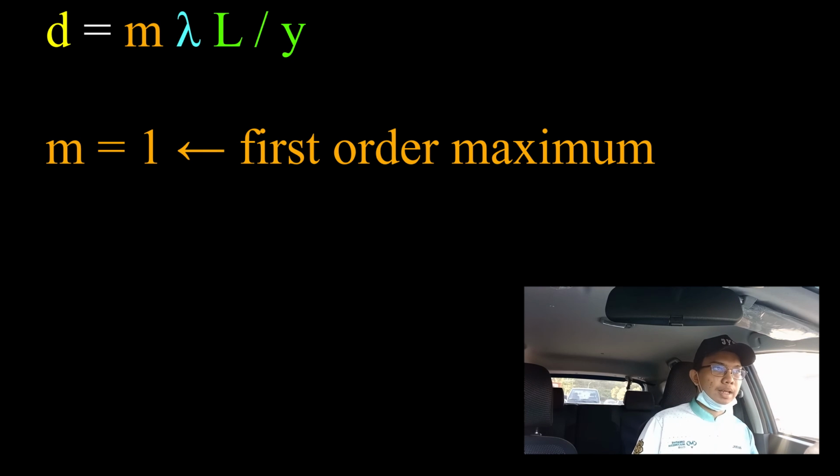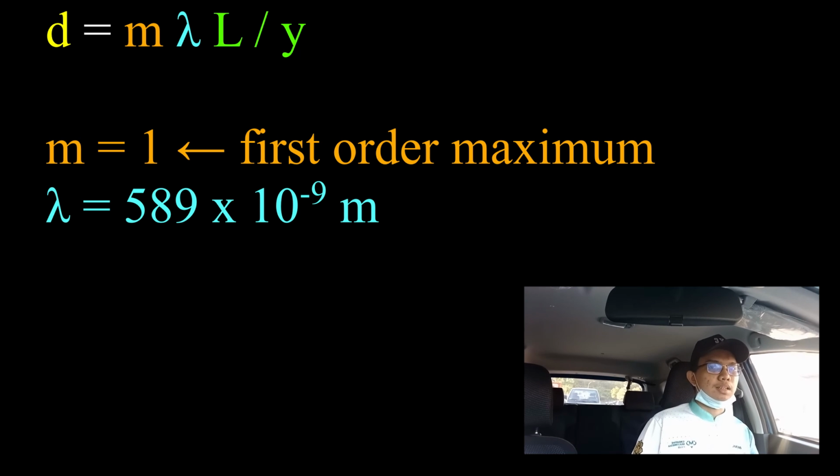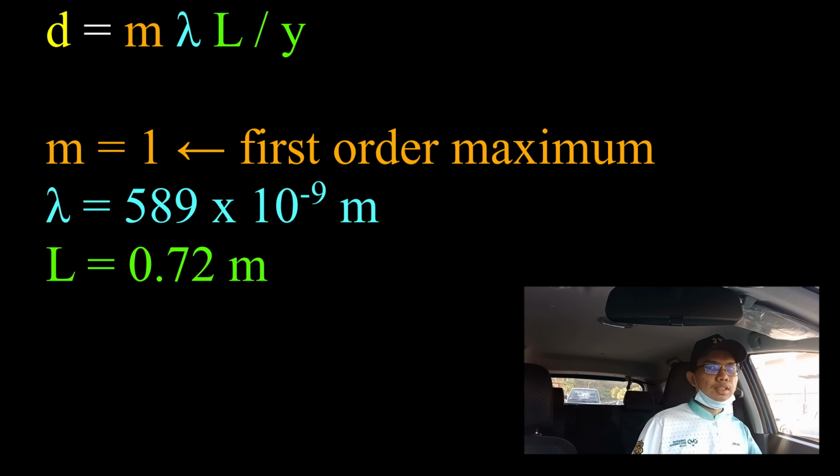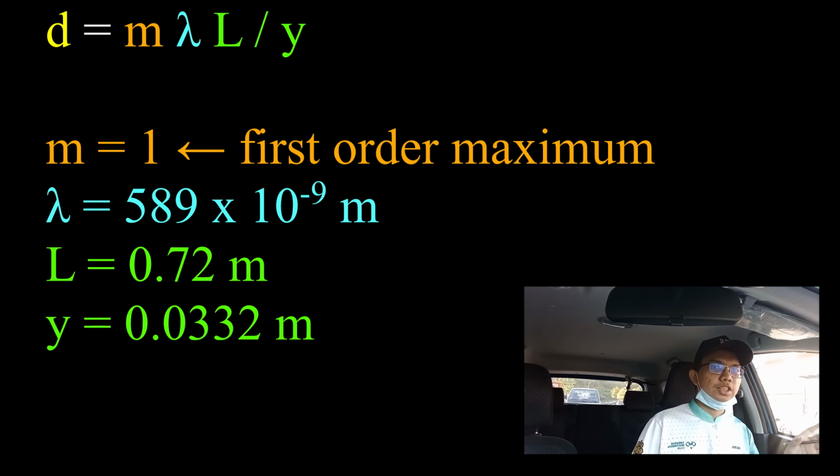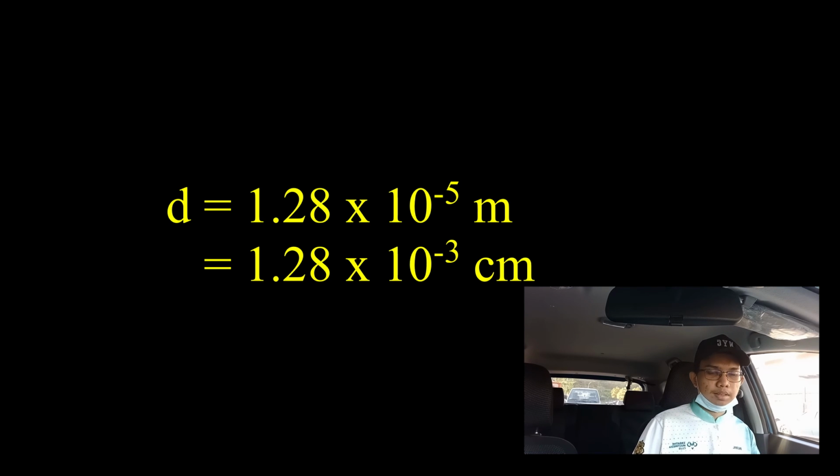What is m? m equals 1 because it is the first order. Then lambda, we get it from the question, which is 589 times 10 power of negative 9. L is given in the question, which is 0.72 meter. And last but not least, y equals 0.0332, which is given in the question. Then we can find the answer using the derived equation, and we get d is 1.28 times 10 power of negative 3 cm.